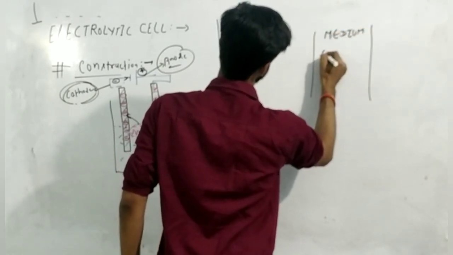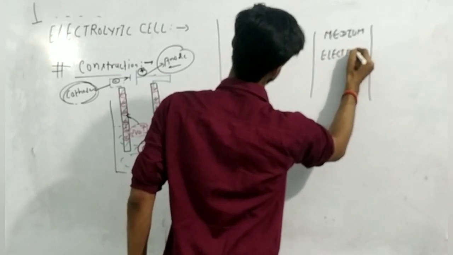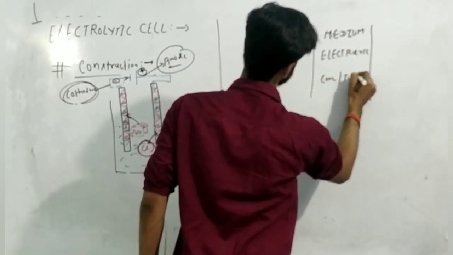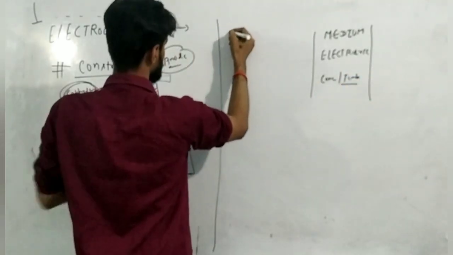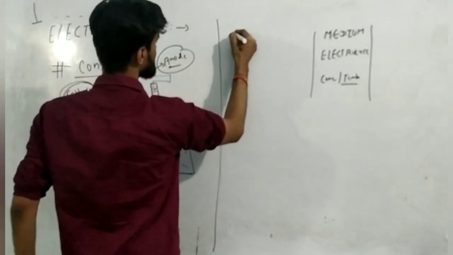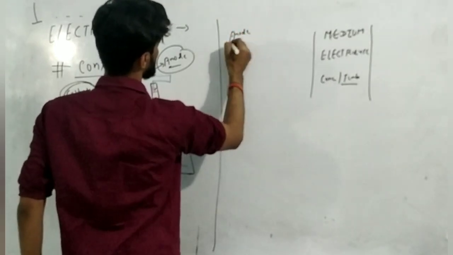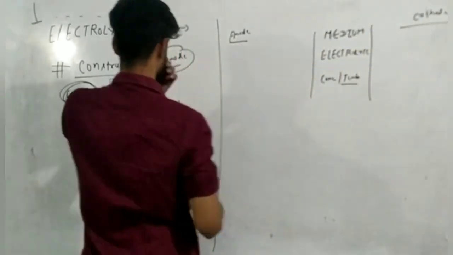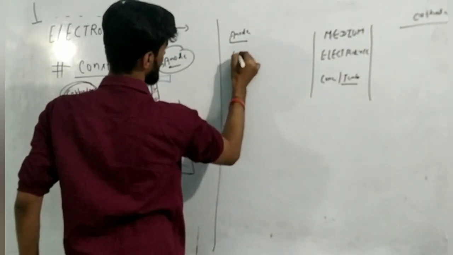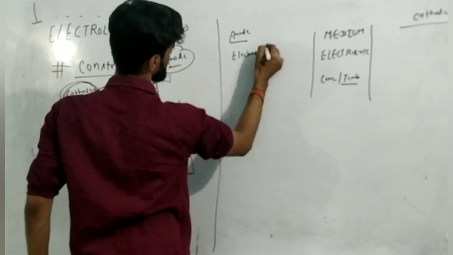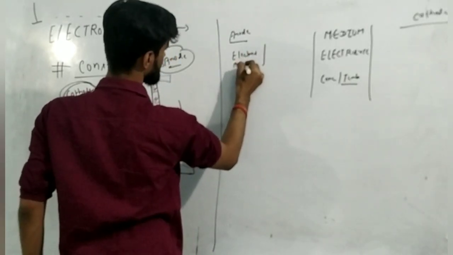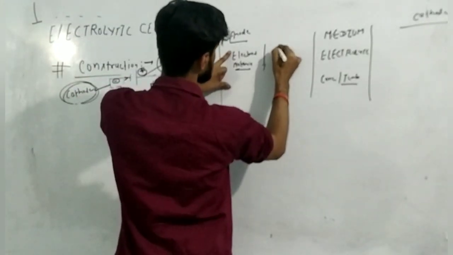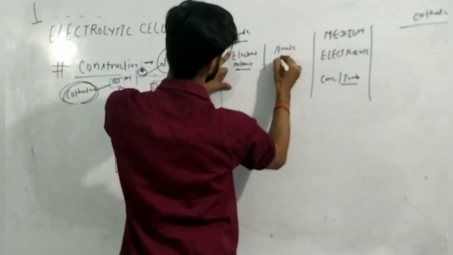Medium. Here, electrolyte, and here, concentration, and one will be temperature. Okay, here you have to write the anode on this side and the cathode on this side. So you have to write here the electrode material. That will show the anode is made up of which material. Here I am writing the anode product.